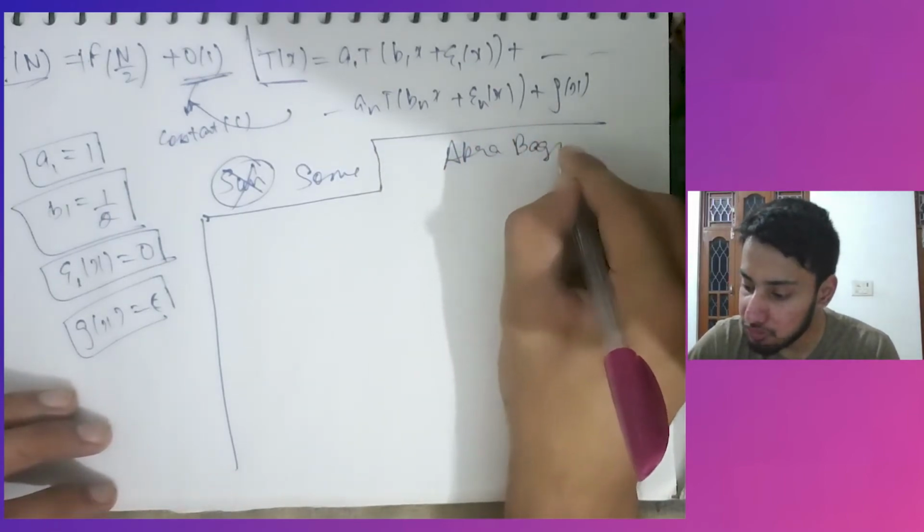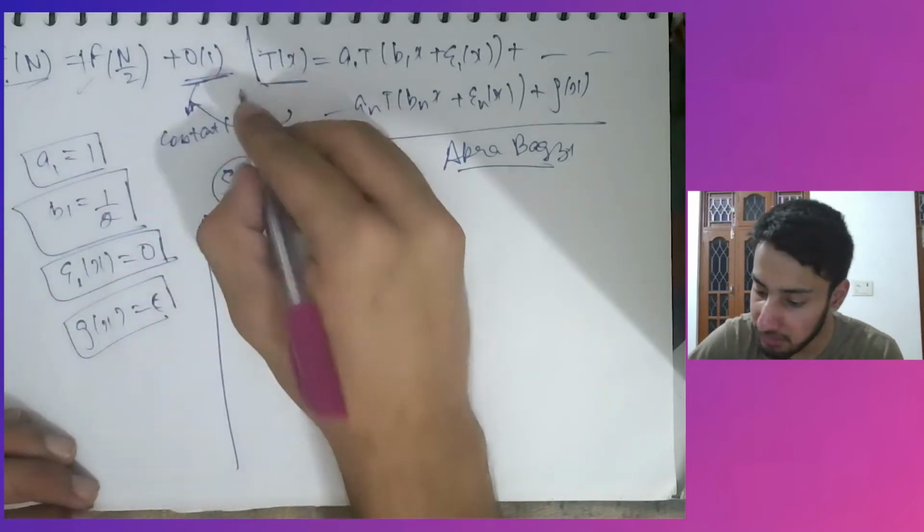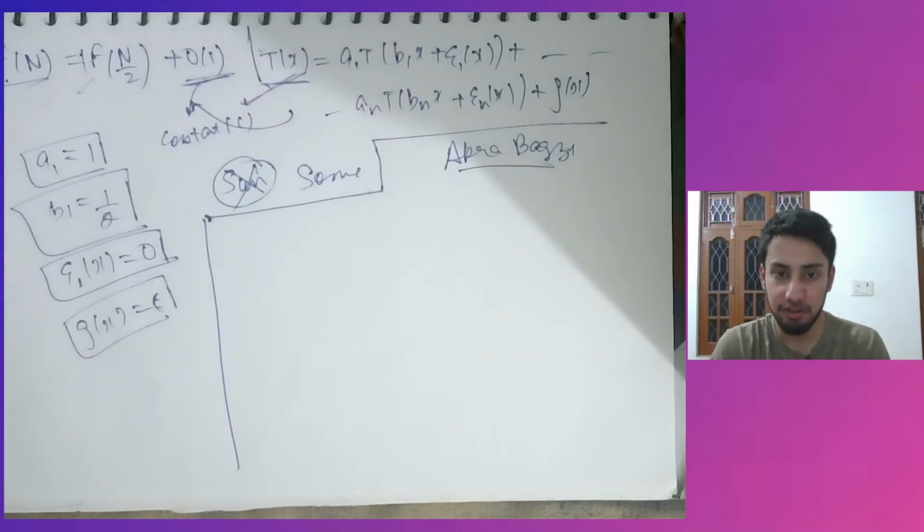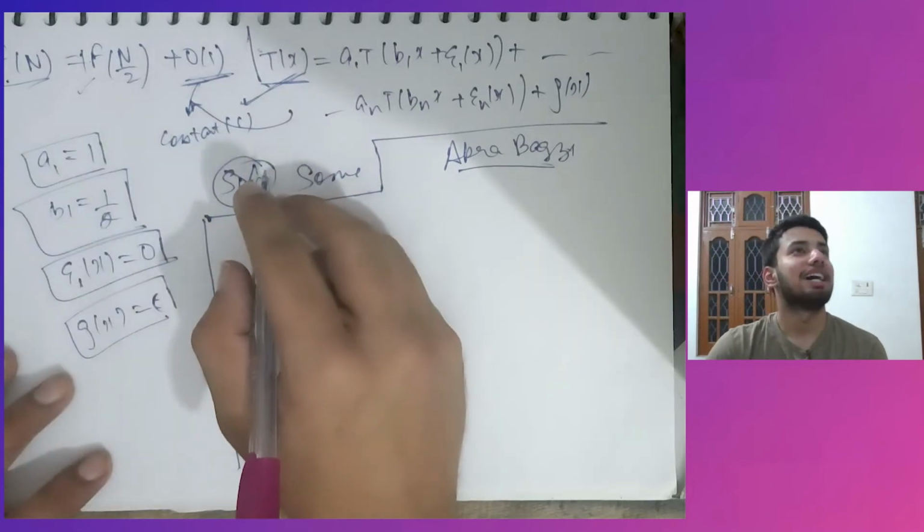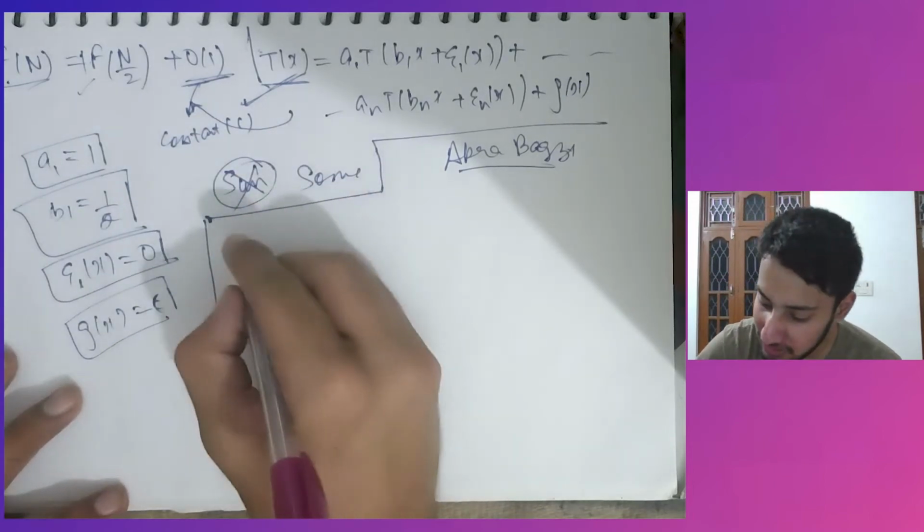Whenever you have this form, this one of a divide and conquer, remember the Akra-Bazzi method will come and solve your time complexity like this. It will help you to find the time complexity very simply. So let's see what the formula is.